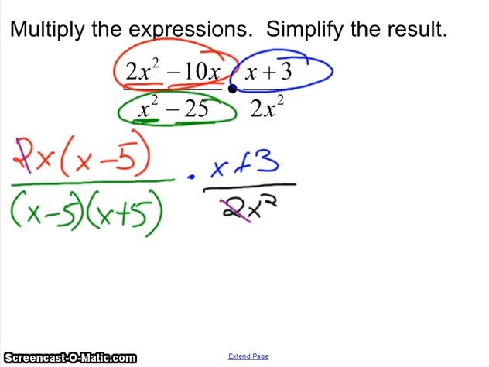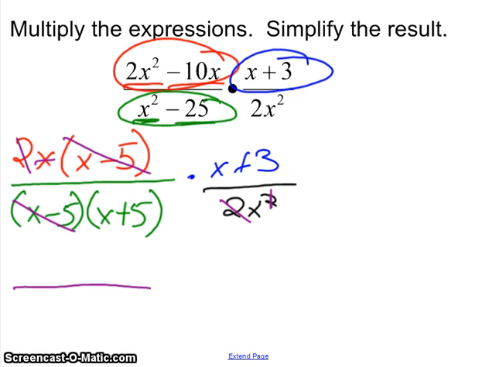2 cancels. One of the x's cancels, so x on the top, and I've got x squared on the bottom. I'm going to subtract those exponents, and on the bottom, I'm going to be left with an x to the power of 1. x minus 5 cancels, and I think that's the only thing that will cancel for this problem.